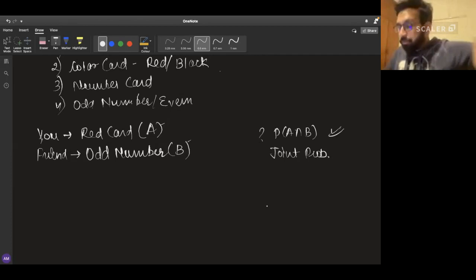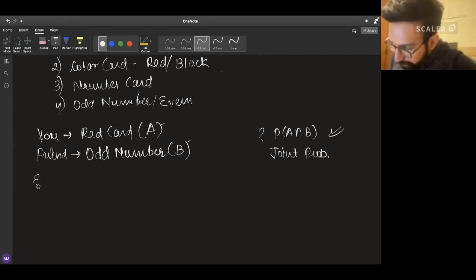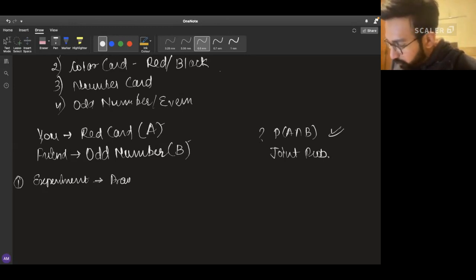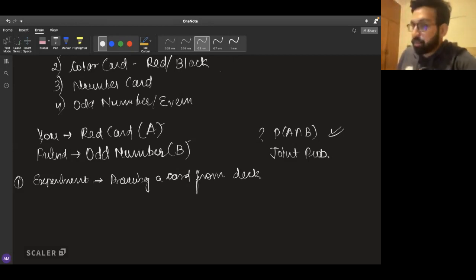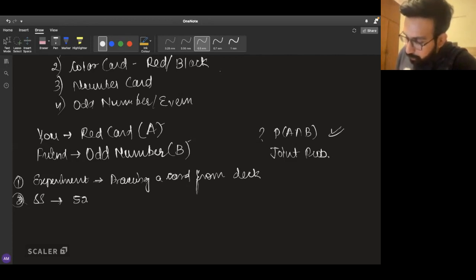Okay, a couple of questions very quickly. What is the experiment here? The experiment here would be drawing a card from a deck. All right, this will be the experiment. What is the sample space? The sample space would be 52 cards, the 52 possible cards which are present in a deck.